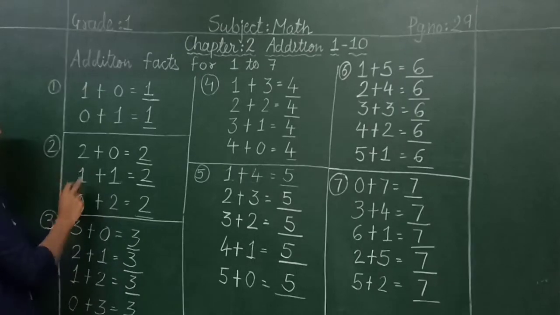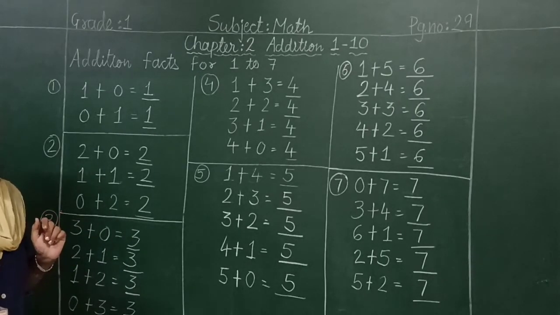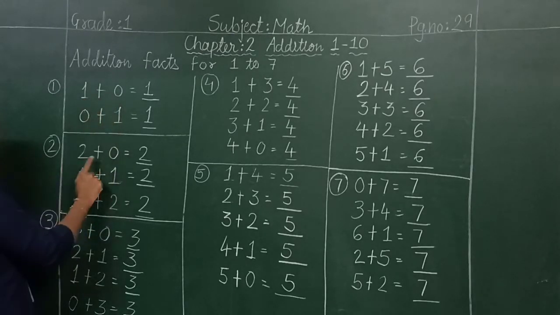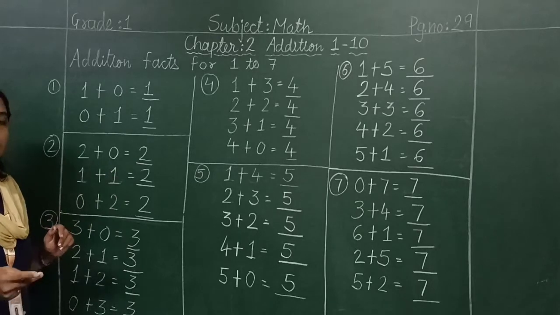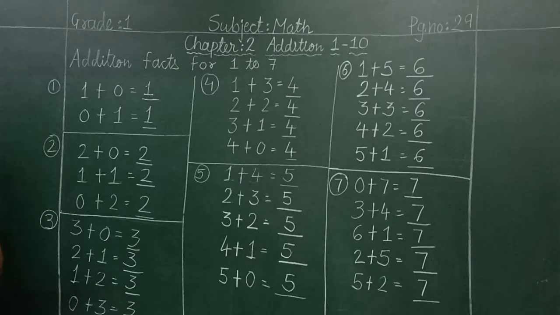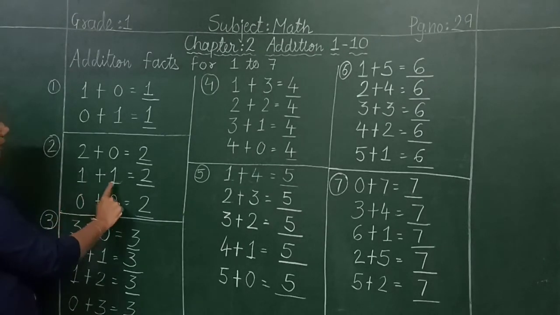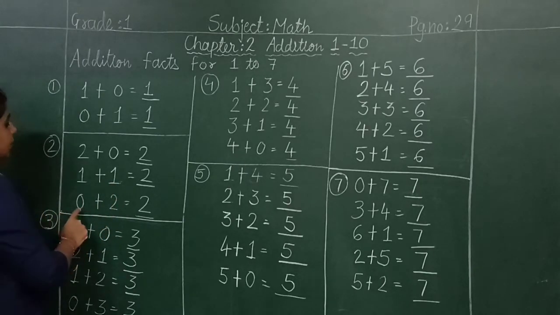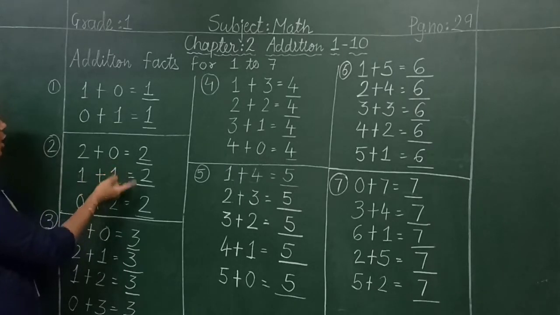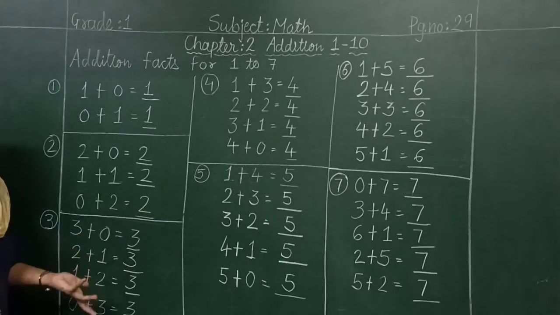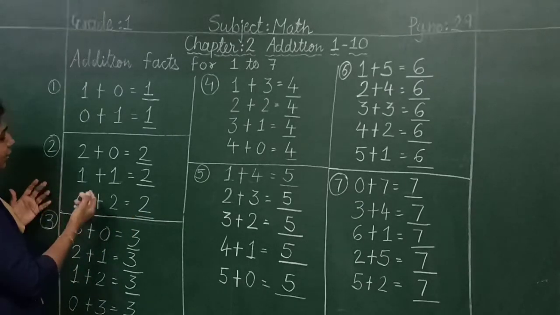Next is 2 number. Ab hum 2 number ke addition facts dekhte hain. 2 plus 0. Same here. 1 plus 0 tha, 2 plus 0, 2 answer. It remains same. 1 plus 1, 1 plus 1 equals to 2. Hum ko 1 number ke saath 1 number ko add karna. So what is your answer? 2. 0 plus 2. Here 2 plus 0, 0 plus 2, vice versa. Answer is same. So this is called addition facts.